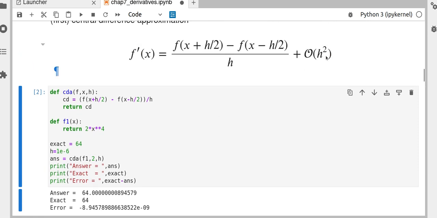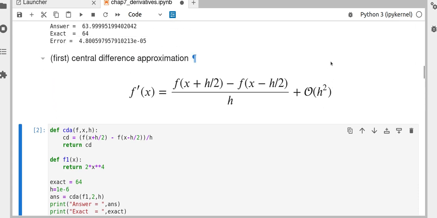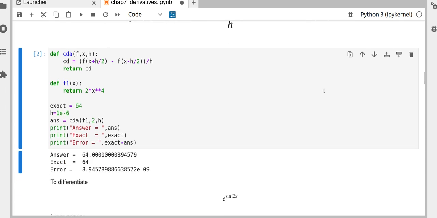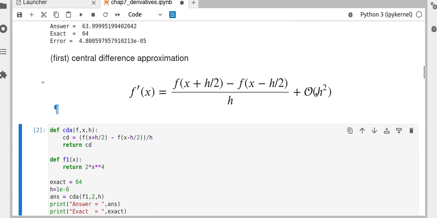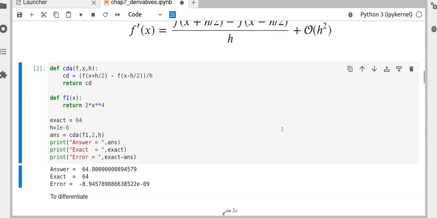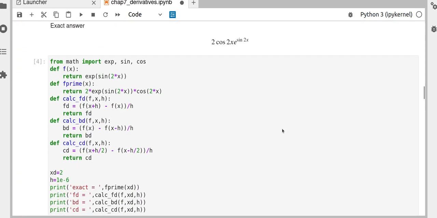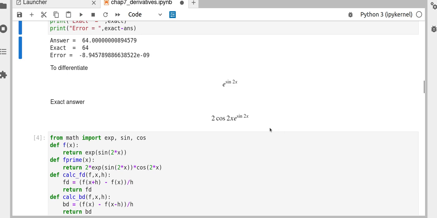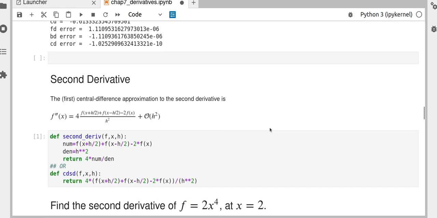I told you that here the error is of order h squared instead of order h for forward difference and backward difference. So what does this mean? It means if you want to evaluate the derivative of a function, a more accurate method is to use the first central difference approximation. It is more accurate than the first forward difference approximation and the first backward difference approximation. I hope that is clear. There are examples that I gave here. You can study them. Now, what about the second derivative?